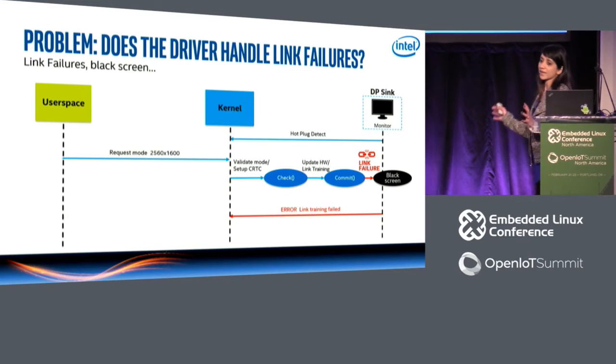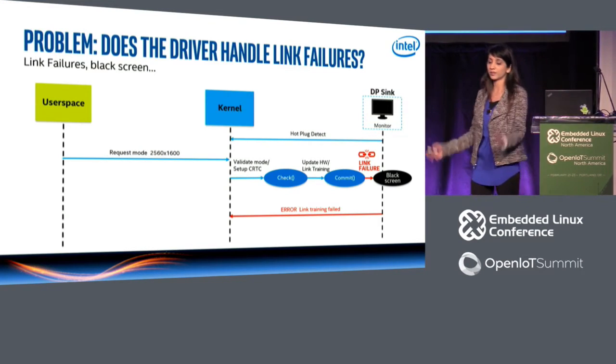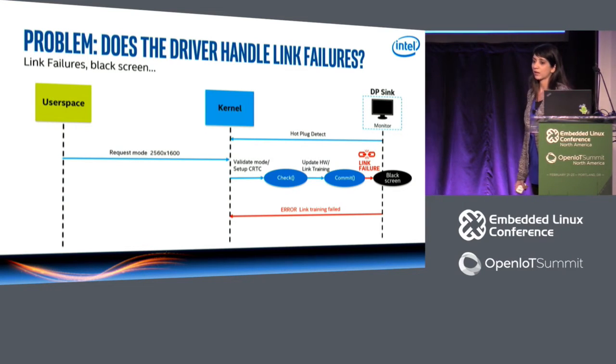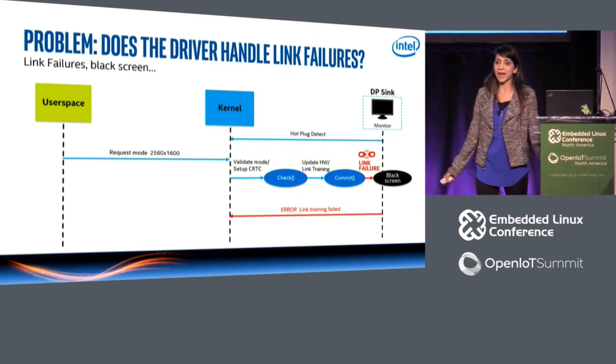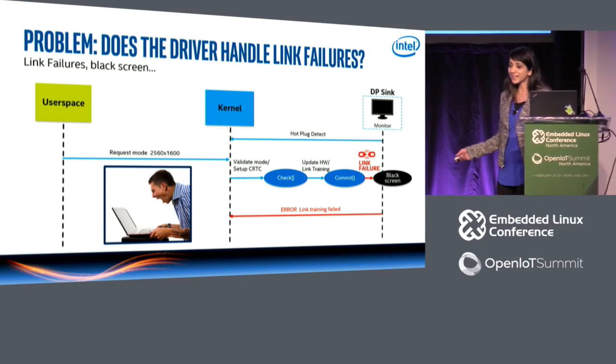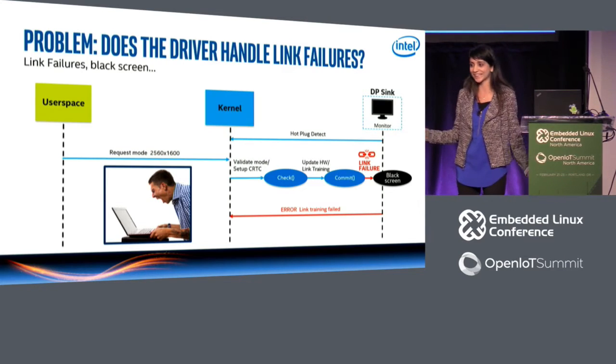We get this big fat error message in the dmesg, the kernel log, saying that, hey, link training has failed. But then what? It's a black screen and it's a dead end right there. And you have this really unhappy user staring at a black screen.